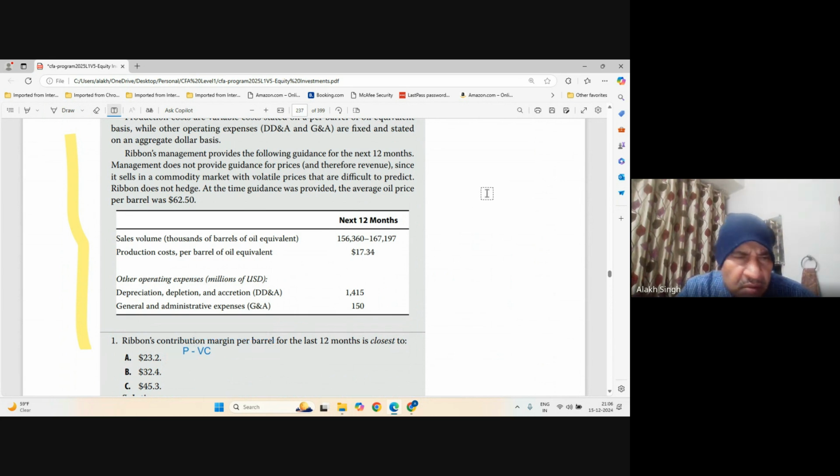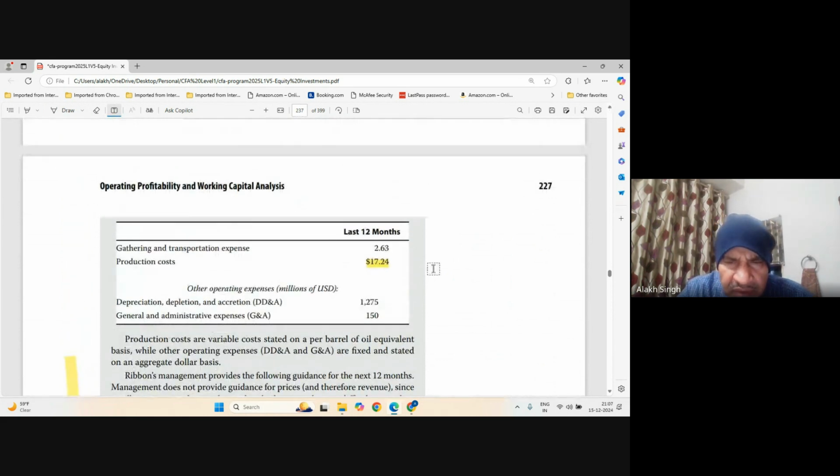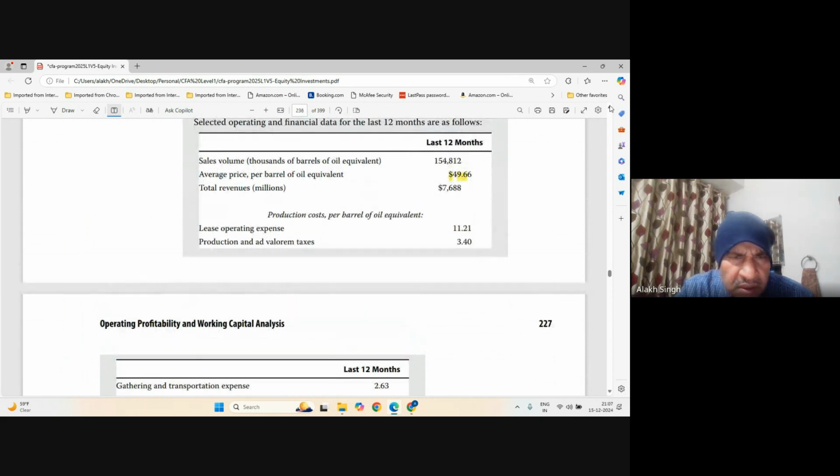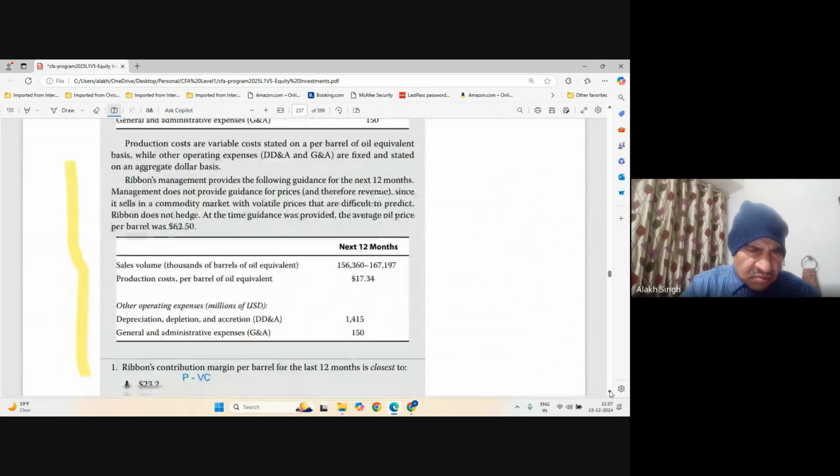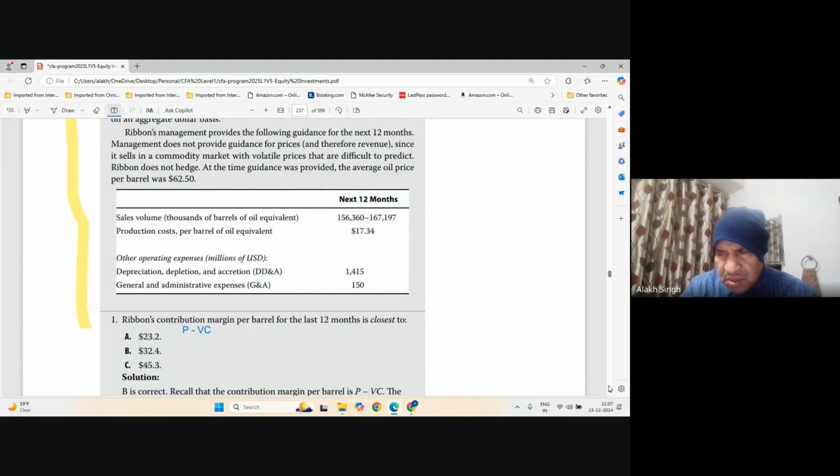So let's see what is the production cost per barrel. This one is VC. This one is the next 12 months. What was last 12 months? 17.24. This is the production cost, the variable cost. And what was the price? Average price per barrel is 49.66. So 49.66 minus 17.24 would be 32.4. B is the correct answer. That was our contribution margin, P minus VC.